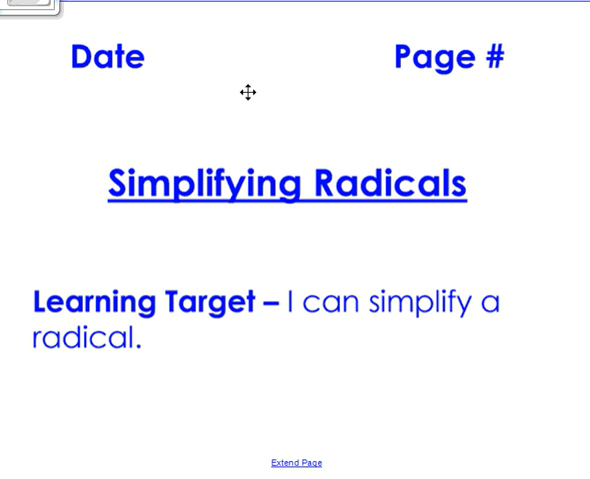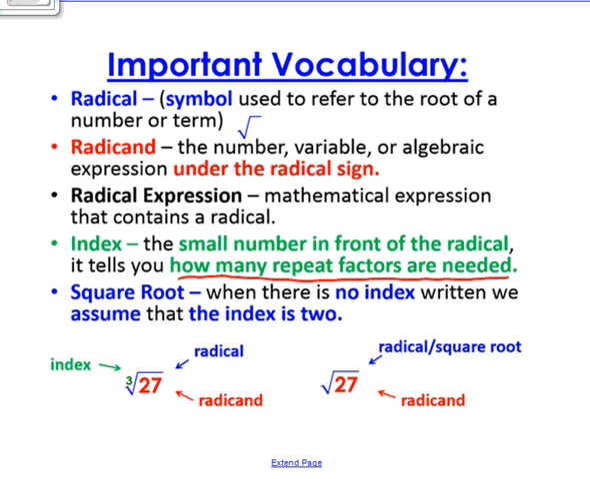Okay, so today we are simplifying radicals. So we're going to write down the date, the page number, and the learning target, and make sure we get it in our table of contents. We've got some important vocabulary. You need to write down everything in color. Okay, so we're going to start with talking about what some of these mean.